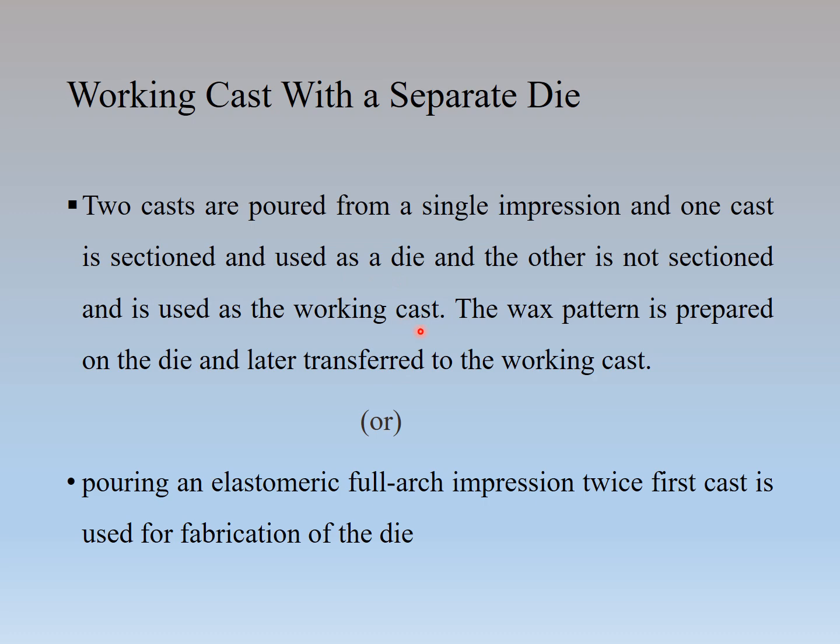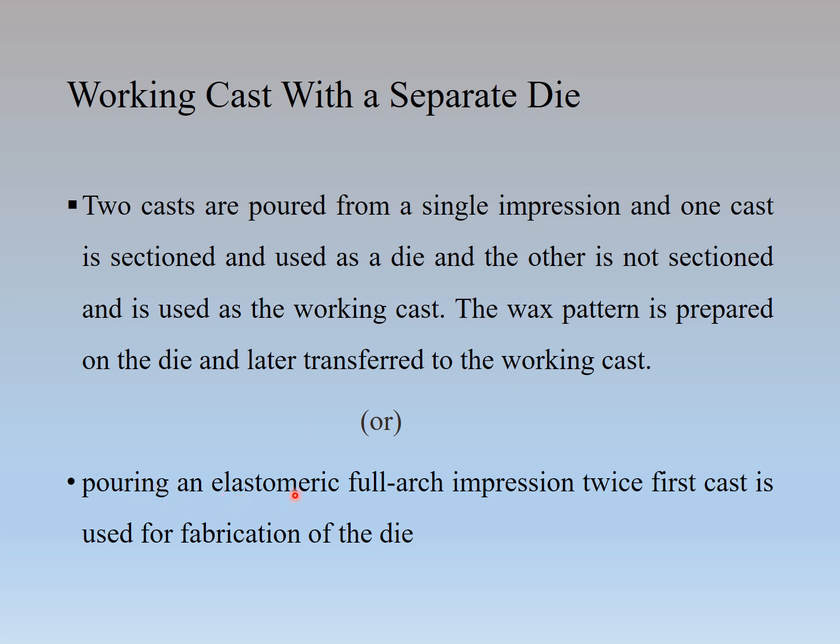The other is not sectioned and is used as a working cast. Okay, so you have two models. One is a working cast and one is for the dye preparation. So you can separate it. The wax pattern is prepared on the dye and later transferred to the working cast. Okay, so in a removable dye, you can remove the dye, make a wax pattern, and put it back in the cast.